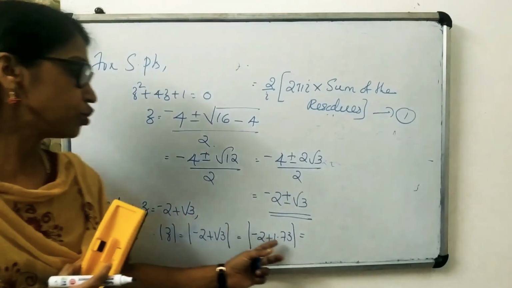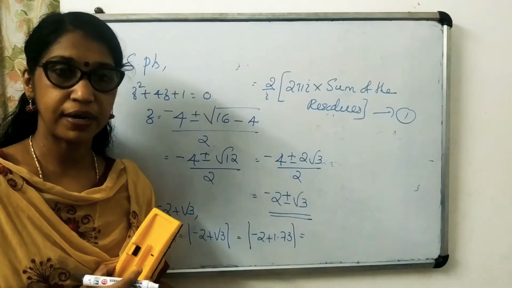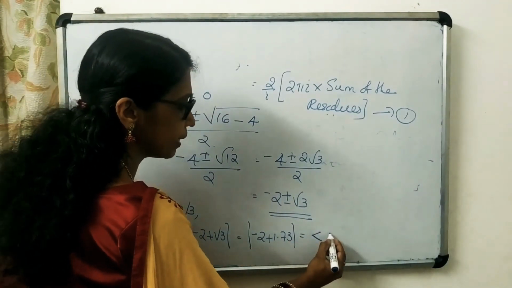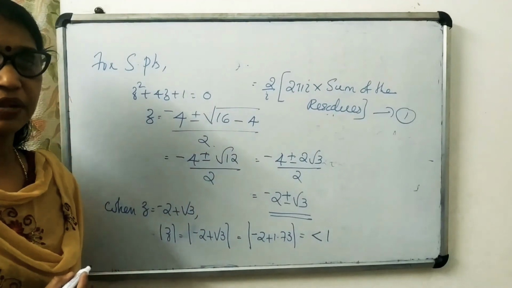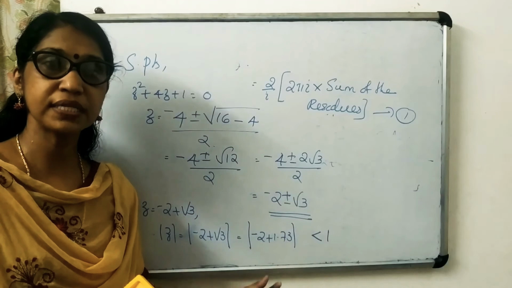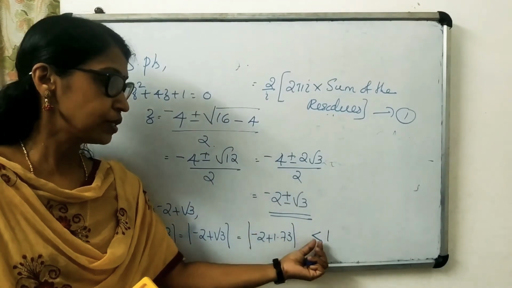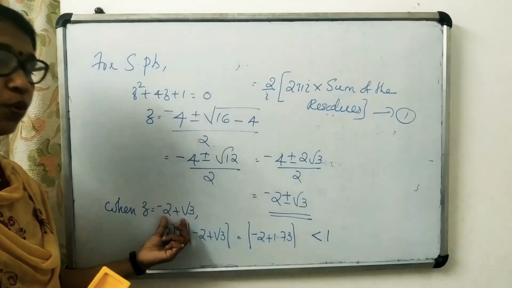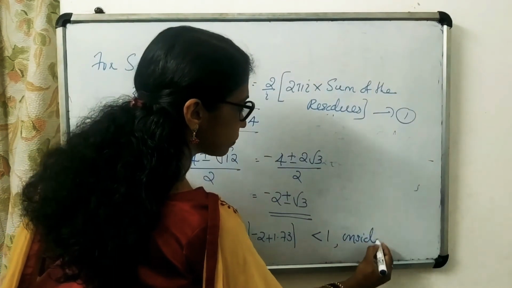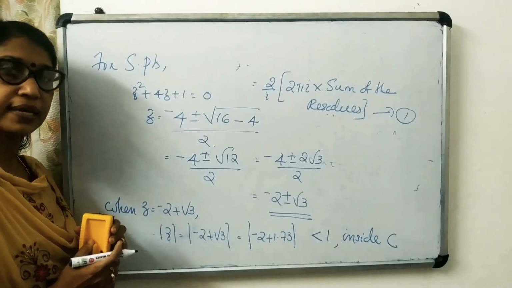And this value, minus 2 plus 1.73, is always less than 1. Always less than 1. So this point is inside. The difference between these two values is always less than 1. So this pole is inside our circle C. So minus 2 plus root 3 is inside C.